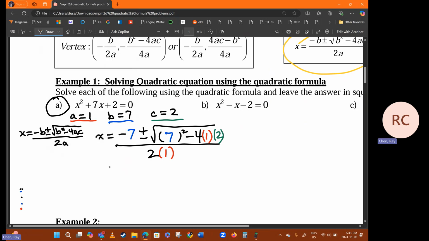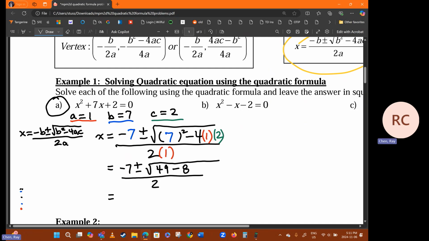So what do we do? Just make sure you're okay. The negative 7 is clearly going to be in front because negative times 7 is negative 7. And under the radical sign, or the square root sign, we actually execute what we're doing. So we have to do the order of operations, which is, of course, brackets first. We're done. Then we deal with the exponent. 7 squared, that's 49. And notice we have negative 4 times 1 times 2. Negative 4 times 1 times 2 is negative 8, all over 2.